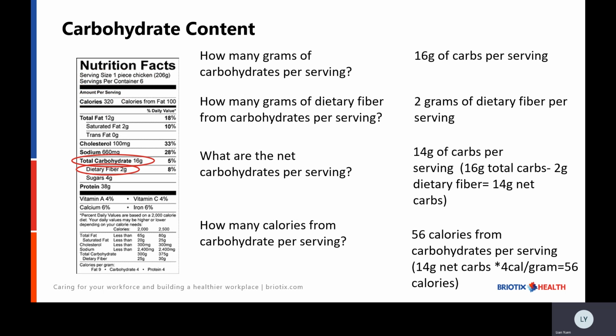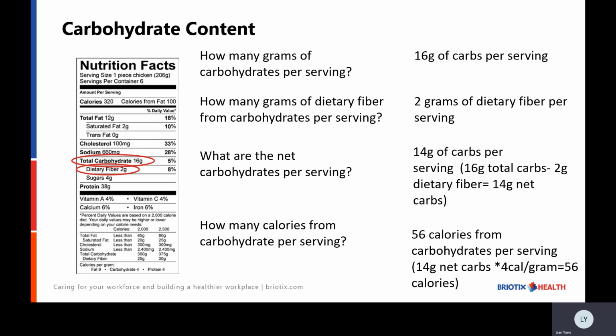The next thing we'll look at are the amount of carbohydrates in the food. And we'll find the carbohydrates in the middle of the nutrition label here. And so for this particular food, there's going to be 16 grams of total carbohydrates per serving. And then you want to look at the dietary fiber, which is listed directly below that. So for this food, there's 2 grams of dietary fiber per serving.